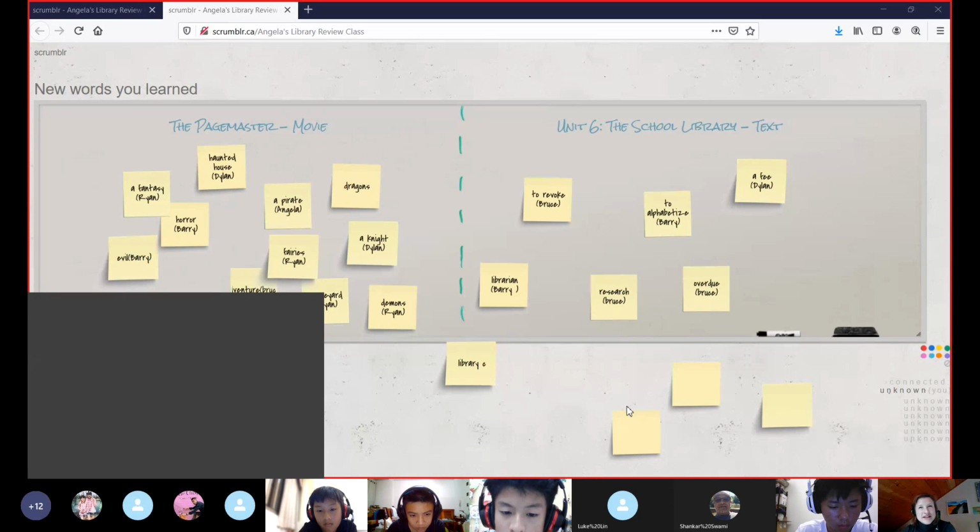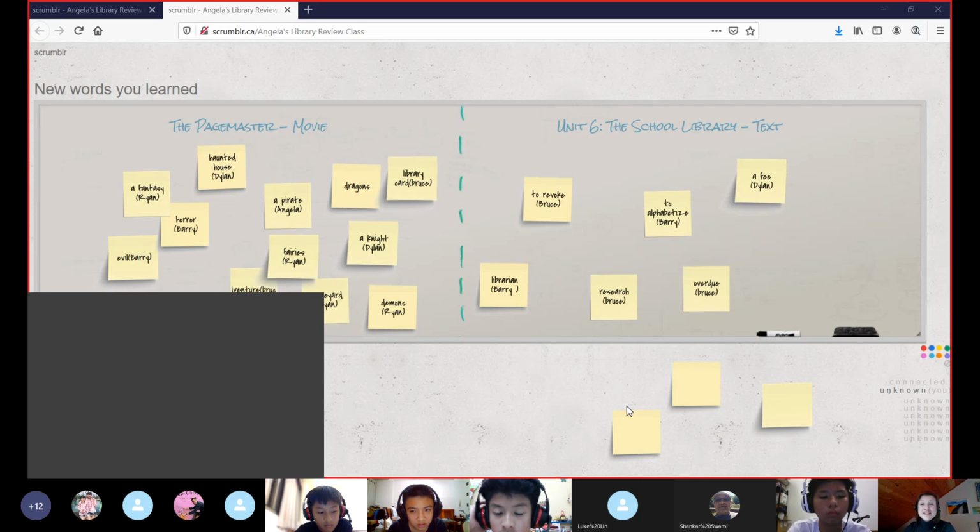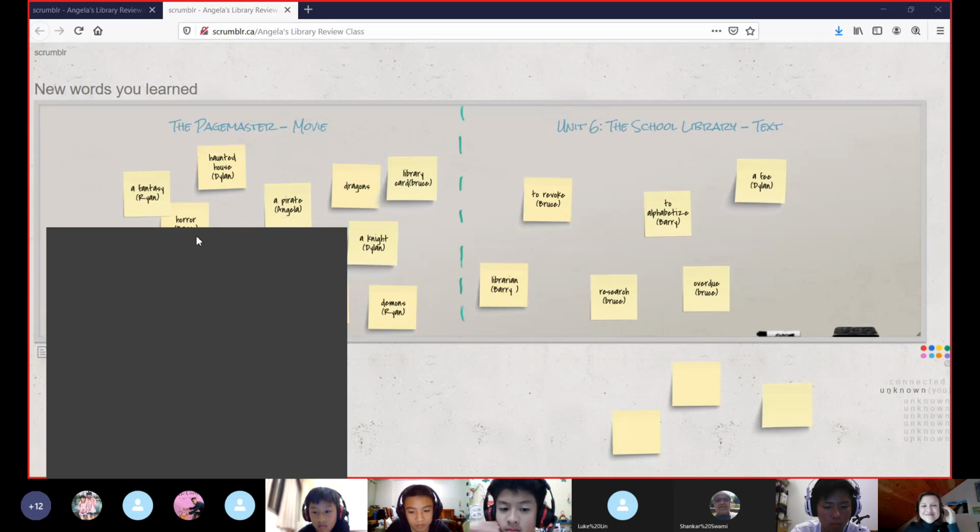Barry, when the librarian has your library card, what does the librarian do with the library card? He will screen the card. Yes, very good. You can say screen or scan. Okay. So please, can you please write that down? Scan. Could you please write scan down? So write it on one of the post-its.